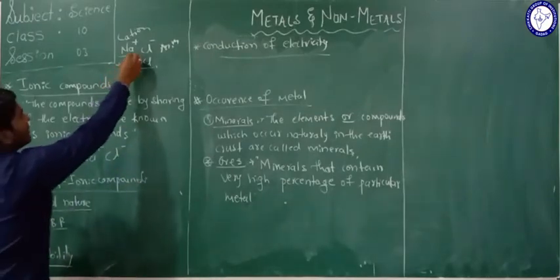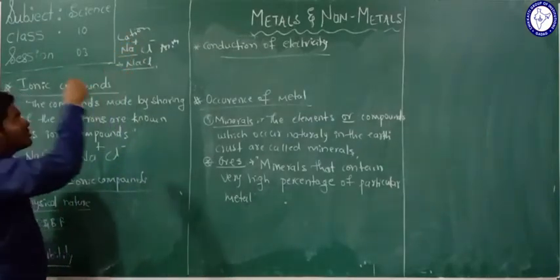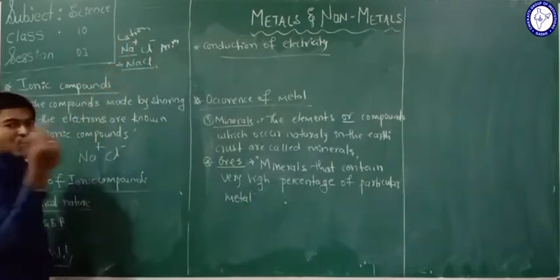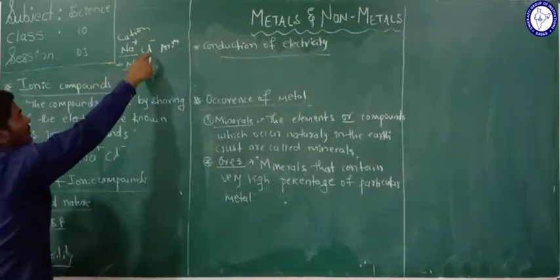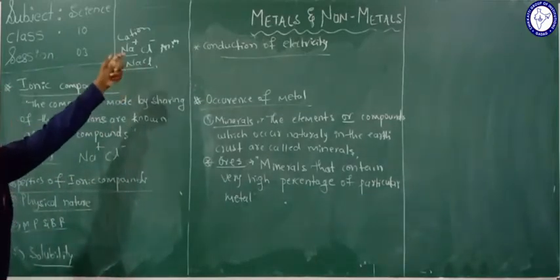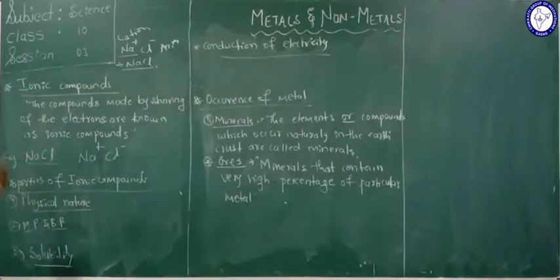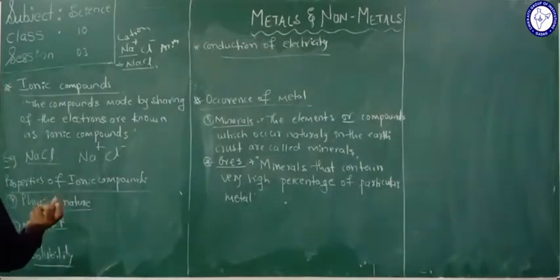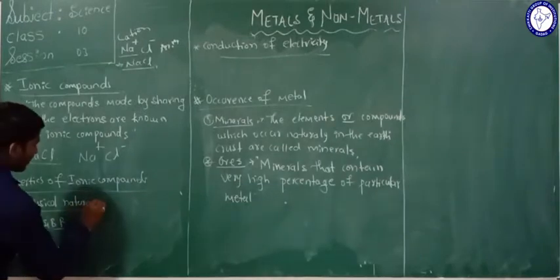So here the sodium loses one electron from the atom, and chlorine accepts one electron from the sodium, therefore NaCl is an ionic compound. Then what are the properties of the ionic compound here? First I am considering the physical nature. What is the physical nature? The physical nature of ionic compounds.